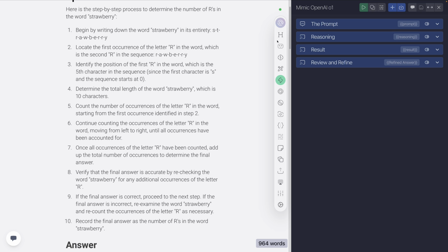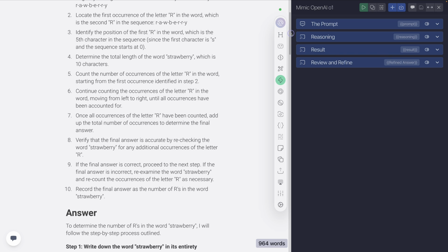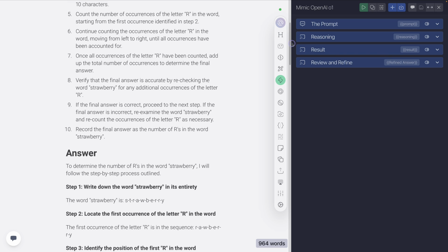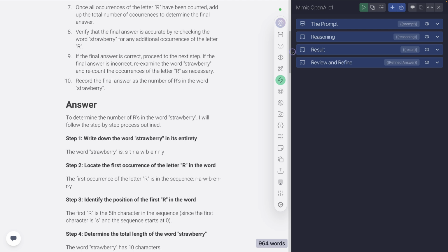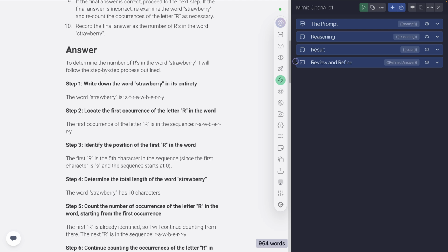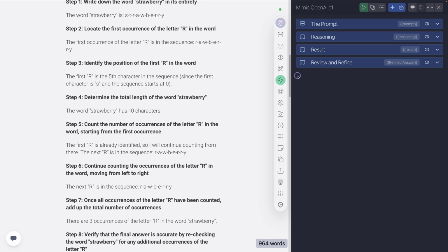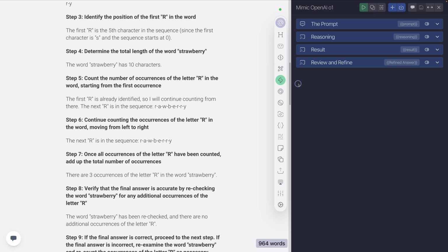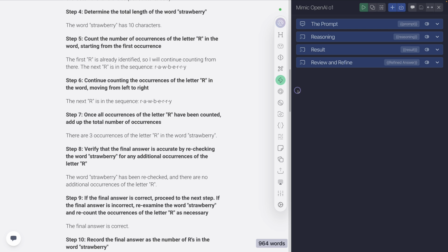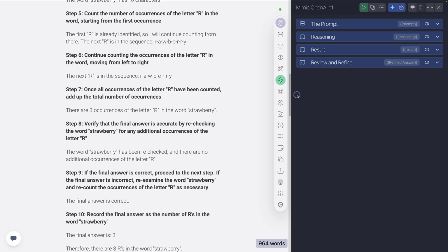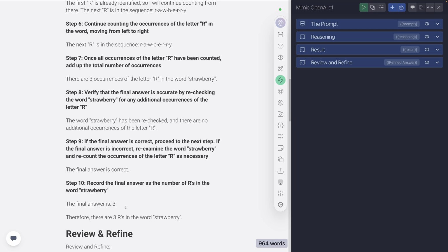Okay, we're going to go down. It should be a little verbose. Okay, here we go. We'll write down, let's see, fifth character, 10, yeah, okay. Are we going to get, there are three occurrences. Uh-oh, it looks like it might have gotten the right answer right off the bat. The final answer is three. So that's pretty cool. It successfully was able to answer the number of R's.